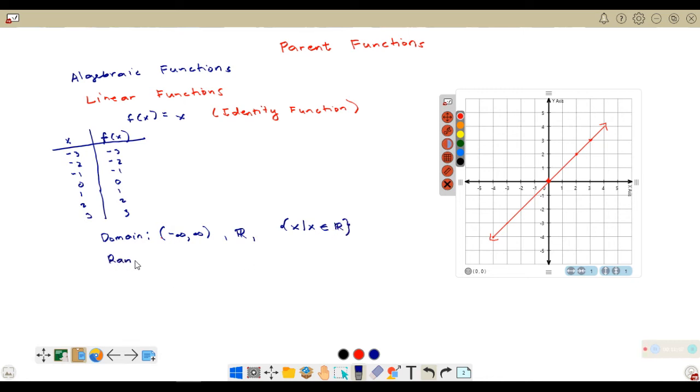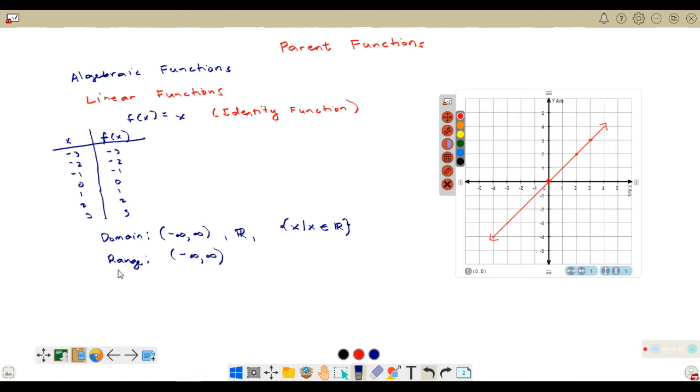For the range, since parehas lang naman sila lagi na magiging content, sa input at sa output, we have negative infinity to positive infinity, or the set of real numbers, or any value x such that x is a real number. Those will be the contents of your output or your range. Now, let's talk about the restriction.